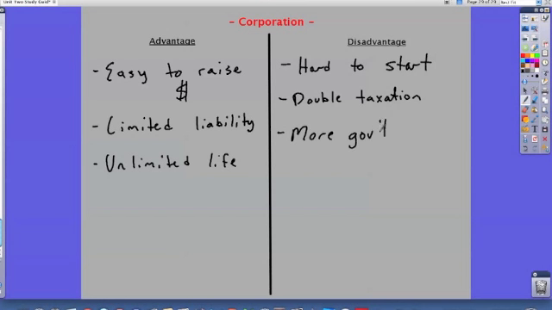Another negative is double taxation. Since a corporation is a legal entity, it is taxed separately from everything else. So you're taxed twice. You're taxed on the business money and your income. Not a great thing. Last thing, more government regulations are a negative of corporations. Okay, so that's really all we got for our study guide.